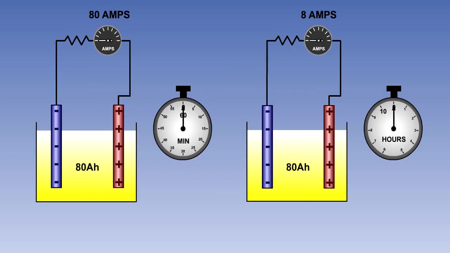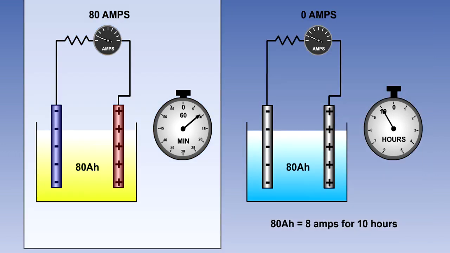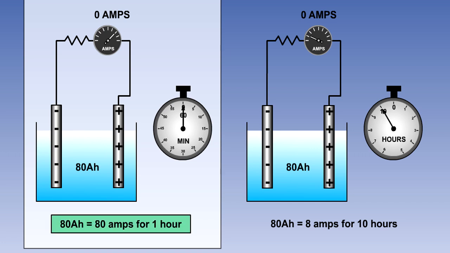A cell with a capacity of 80 ampere hours, for instance, should theoretically provide a current of 8 amps for 10 hours, or 80 amps for 1 hour. In practice, the capacity will reduce as the rate of discharge is increased. A cell's rated capacity is normally measured at the 1 hour rate.